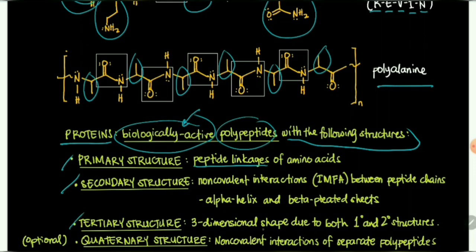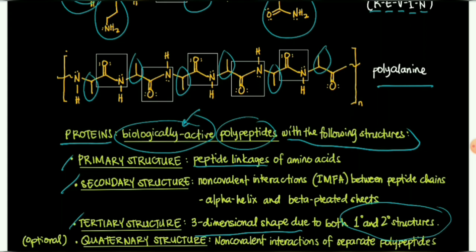Yung tertiary structure, nagkakaroon na siya ng three-dimensional shape due to the long distance non-covalent interaction or yung IMFA. Nagkakaroon na siya ng ganong klase ng shape. Okay? So, that's due to the primary and secondary structures. Siyempre, nakadepende yun sa nature ng mga amino acid residues. Tapos, nakadepende rin yun sa interactions ng mga residues na yun.